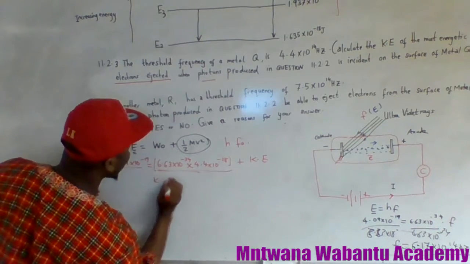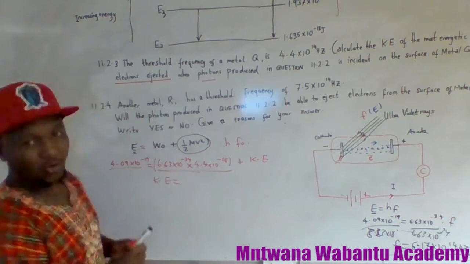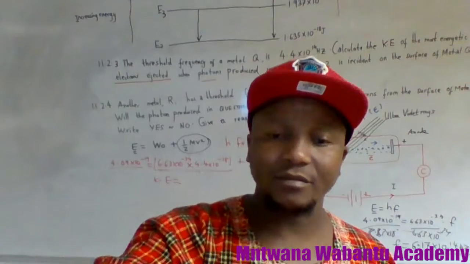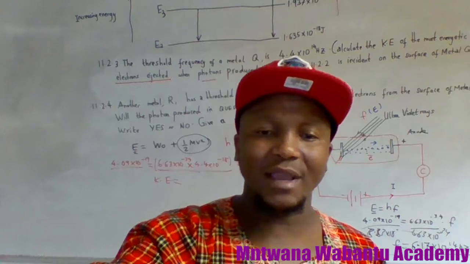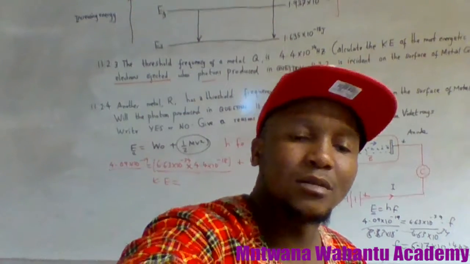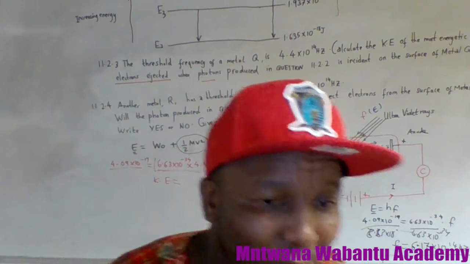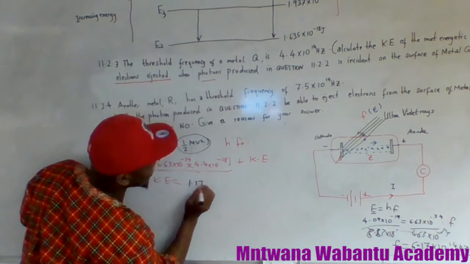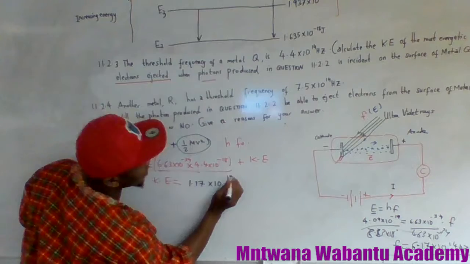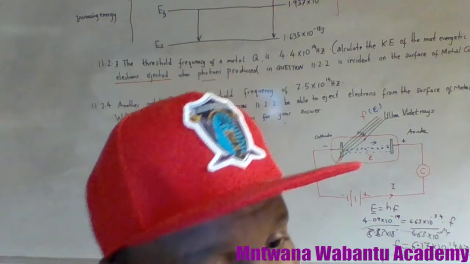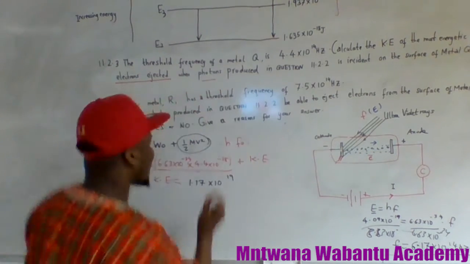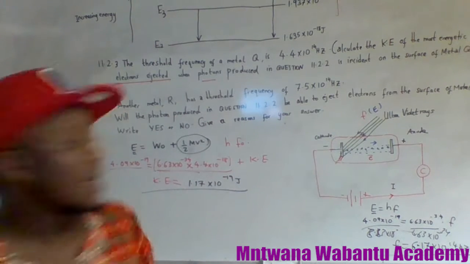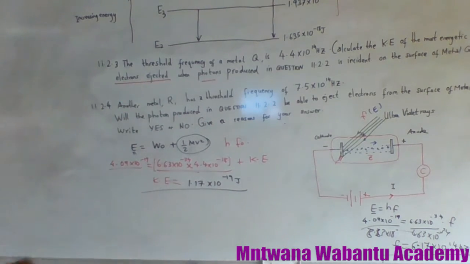So my kinetic energy here, plug that in the calculator, and you're going to get 1.17 times 10 power negative 19 joule. So this is going to be the energy. You know what I'm saying? For now, let's go for the second one.